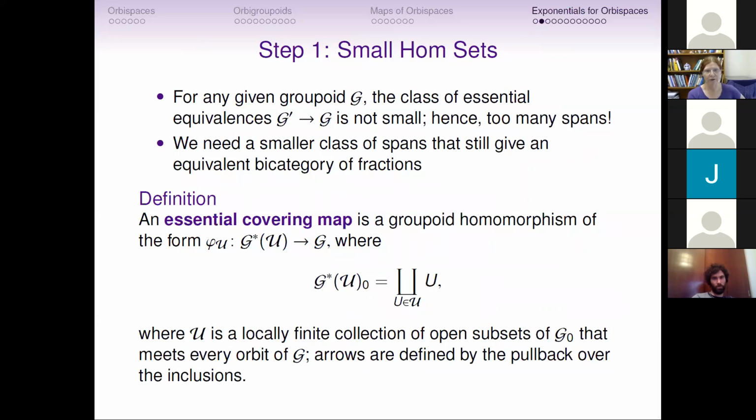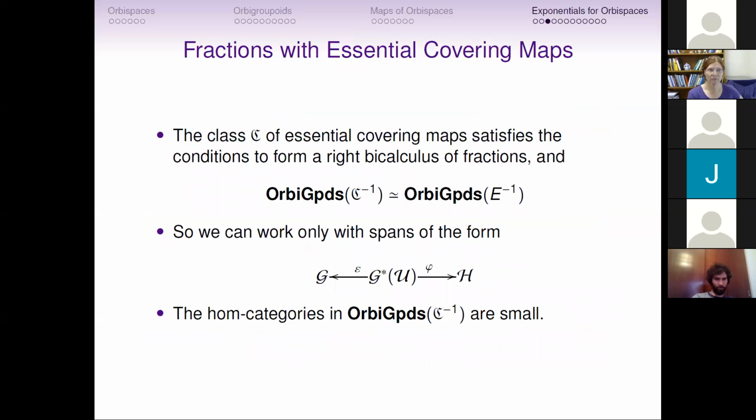Okay, so it's a locally finite collection of open subsets, and then we just sort of cut it down like that. Okay, and it turns out, again, bicategorical voodoo kicks in, and in fact the class of essential covering maps will give us a bicalculus of fractions that's equivalent to the original. So we can just work with these spans that are given by this particular form. In particular, we'll get Hom categories that are small. Okay, so that's our first move.